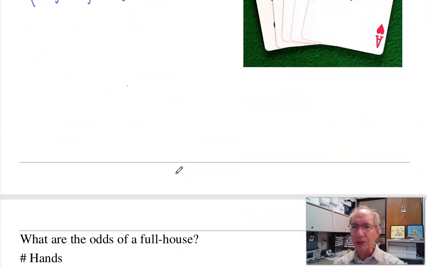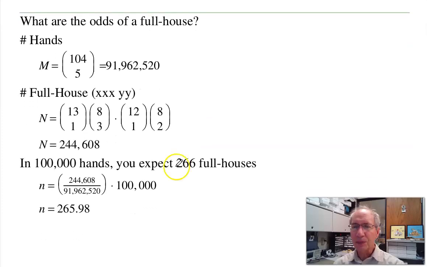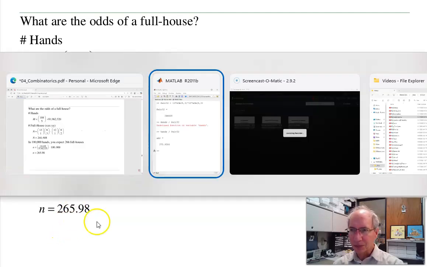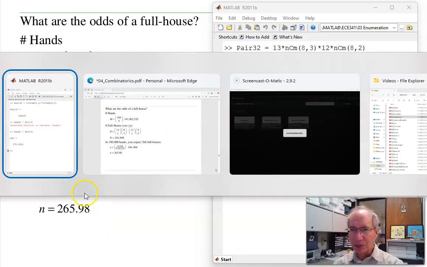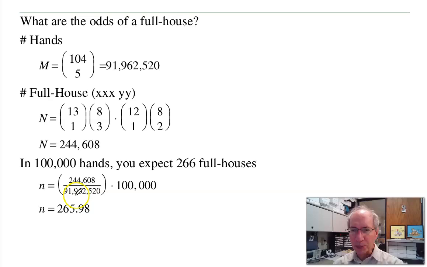That's a full house. And here's the number of hands. Here's the X's. 13 choose 1, 8 choose 3. Here's the Y's. 12 choose 1, 8 choose 2. 265 to 1 odds against. I gotta work on some typos in here.